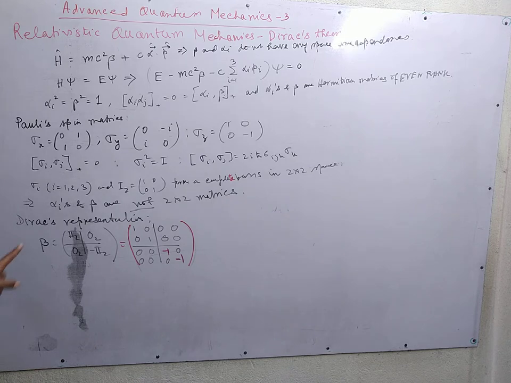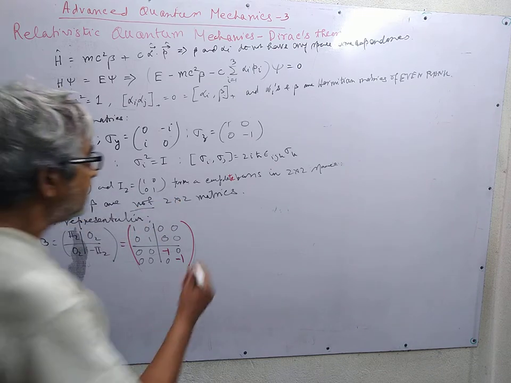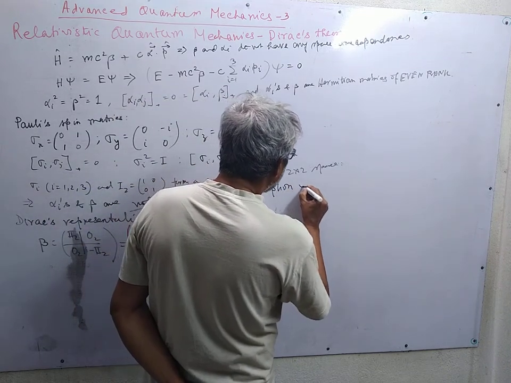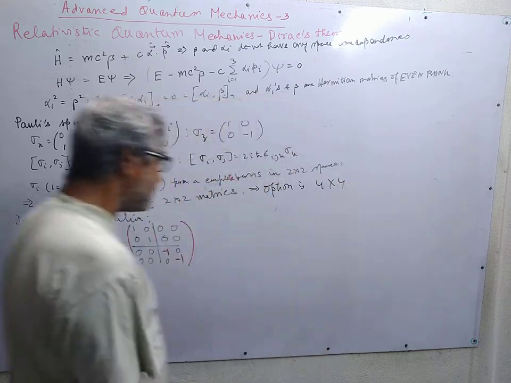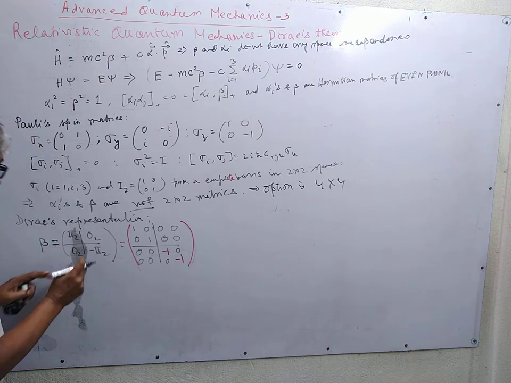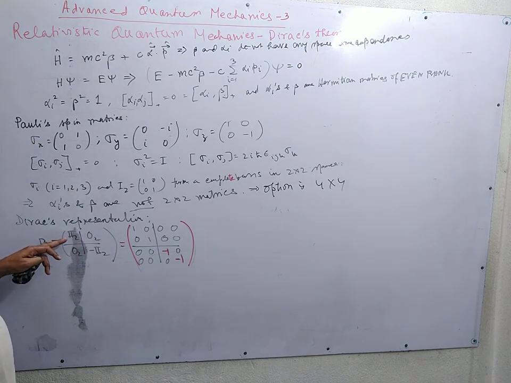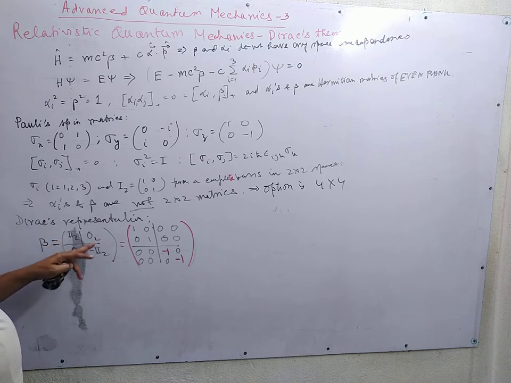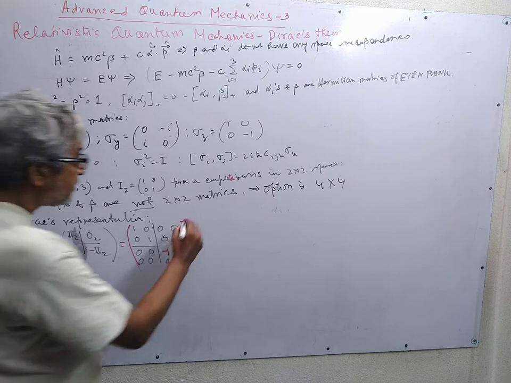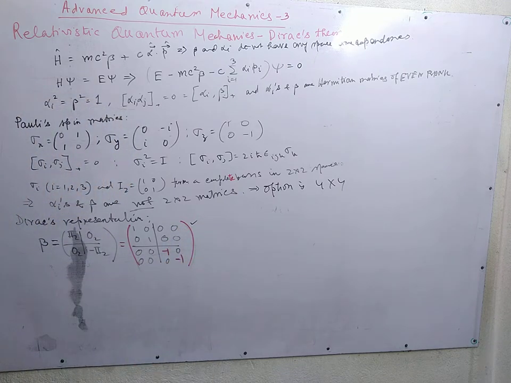So we conclude that alpha and beta could not be 2 by 2 matrices, so they are 4 by 4 matrices. Dirac quite arbitrarily assumed the beta matrix to be a diagonal matrix. Here I is an identity matrix of order 2, and O2 is a null matrix of order 2. Here we have written the matrix in partitioned form, this is the form of the beta matrix.